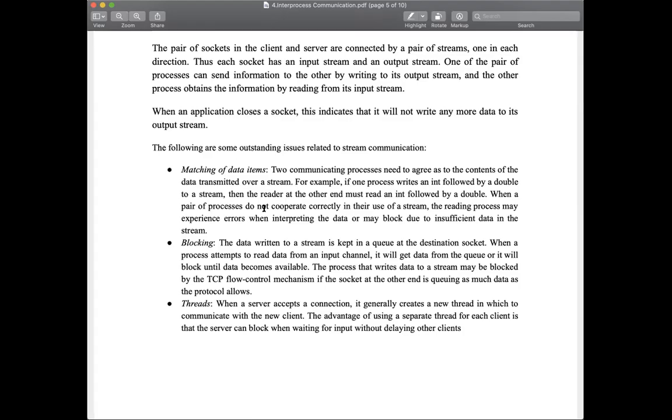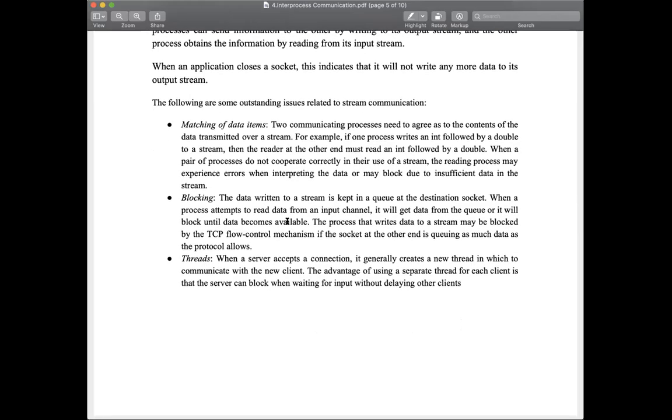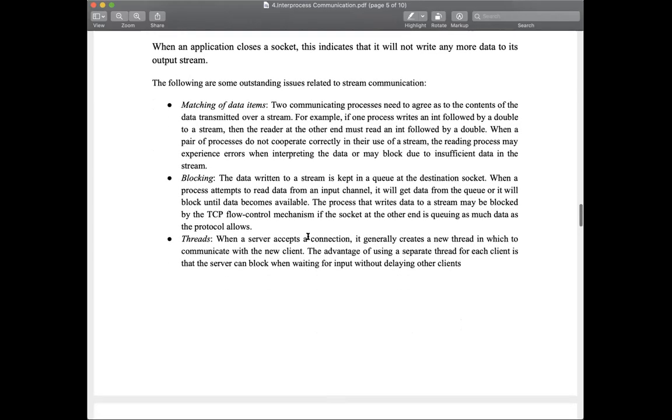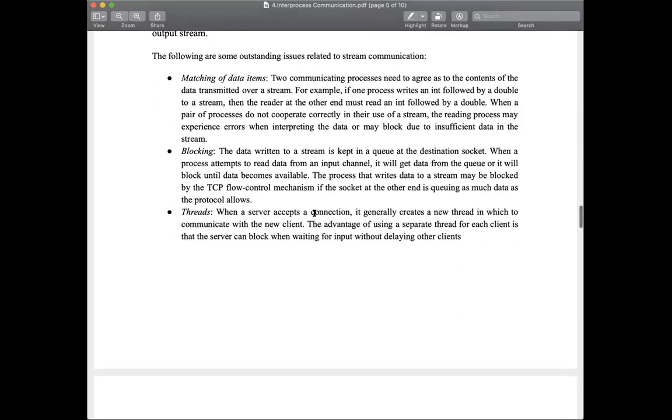And again, we will discuss blocking. So here we have the blocking. The data written into the stream is kept in the queue. As we discussed with UDP, with the destination socket there will be a queue in order to reduce that block, in order to resolve that blocking issue that receivers will experience in blocking scenarios.